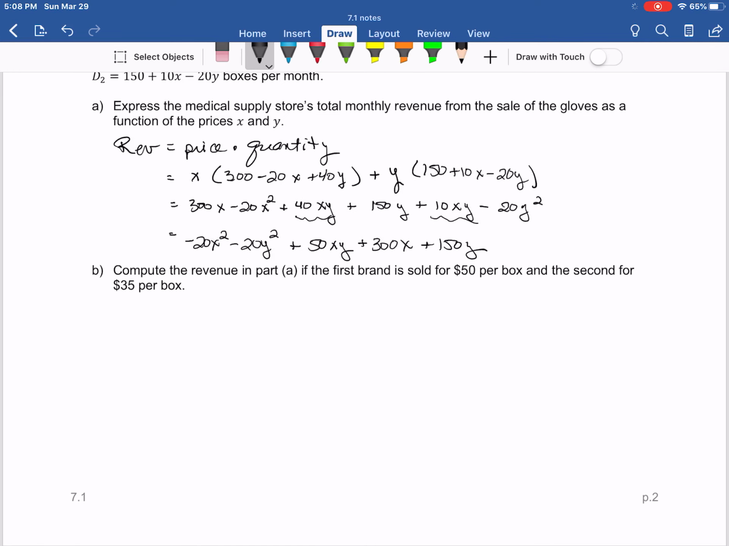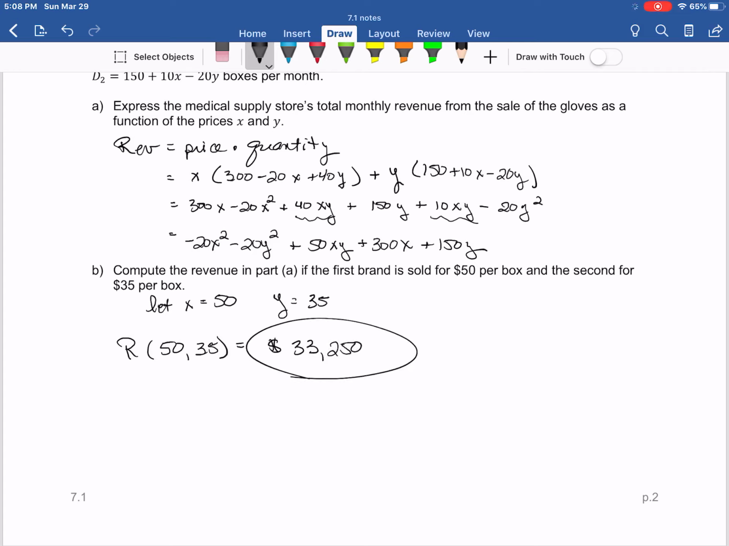Part B says compute the revenue from Part A if the first brand is sold for 50 and the second brand is 35. So as you might expect, we want to let X equal the price for the first brand, that's $50 per box, and Y is the price for the second brand, which is $35 per box. And substituting those numbers into your revenue function from Part A, I'm not going to write it all out, but you'll have to use your calculator. Pause this if you need to. Double check your answer that you're getting. You should get $33,250 for your total revenue. And that takes care of 7.1.